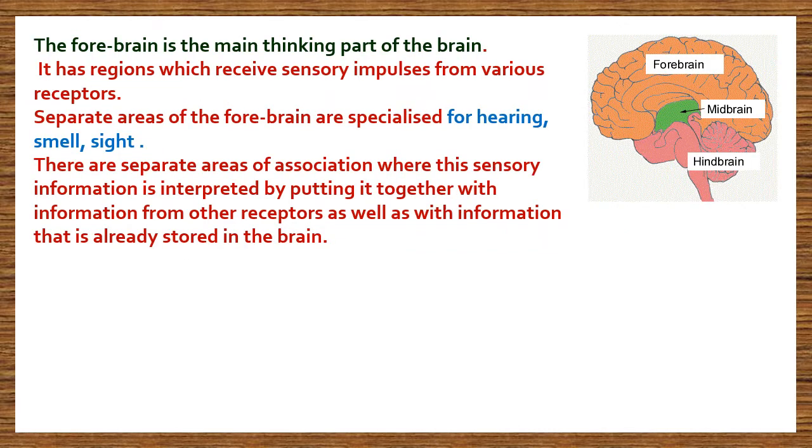The forebrain is the main thinking part of the brain. The forebrain has regions that receive sensory impulses from various receptors. Separate areas of the forebrain are specialized for separate activities like hearing, smelling, and seeing. There are separate areas of association where this sensory information is interpreted by putting it together with the information from other receptors as well as with information that is already stored in the brain.